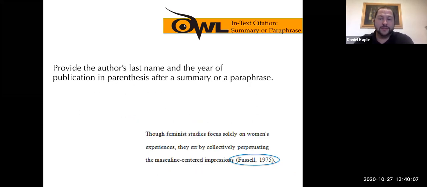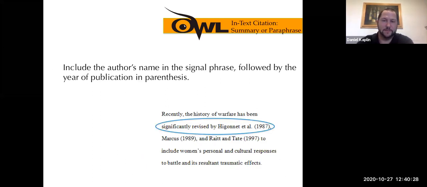So you'll notice that with paraphrasing and with direct quotes, you give the author's last name. So in this case, it'll be Fussell, 1975, the author's last name followed by the year. And this is an example of one author with a parenthetical citation.